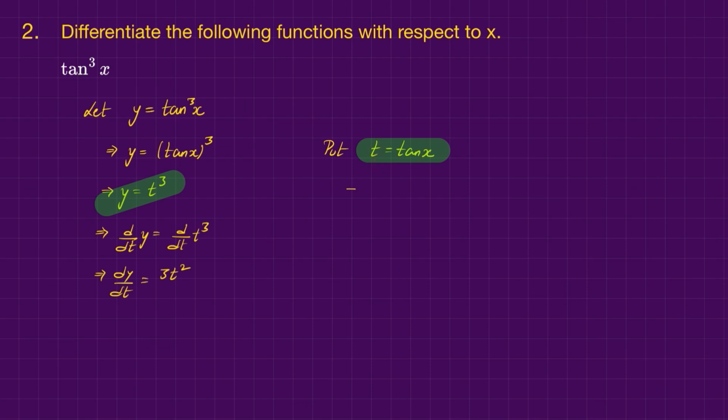So it will be d/dx of t equals d/dx of tan x. This implies dt over dx equals d/dx of tan x, which is sec square x. Now we have both the values of dy over dt and dt over dx. Now we will multiply these two equations to get the value of dy over dx.